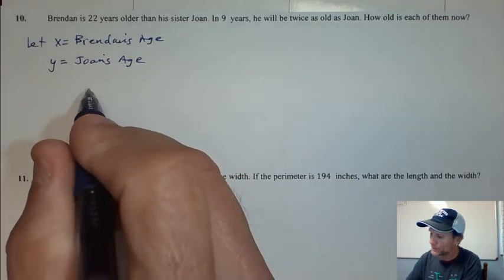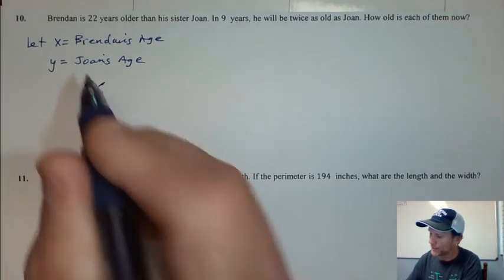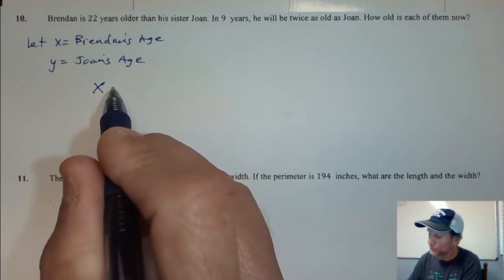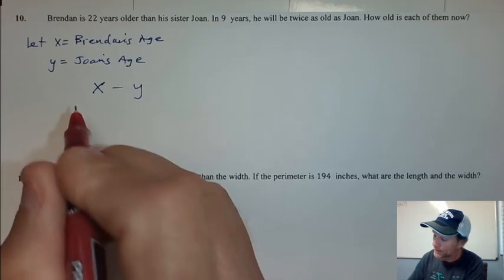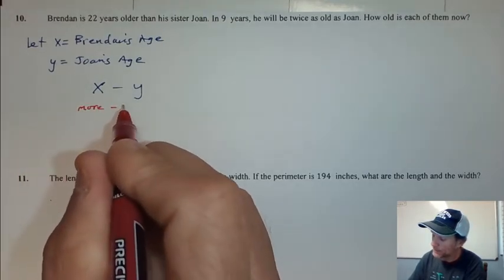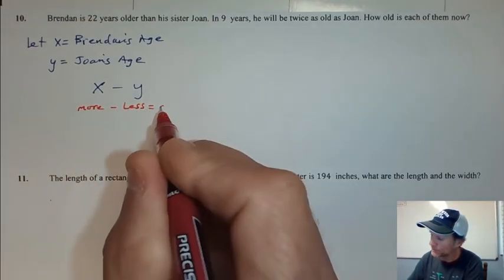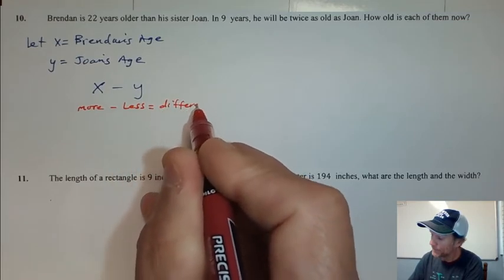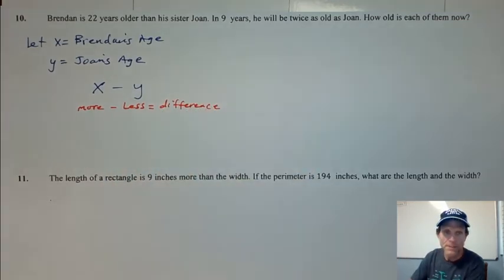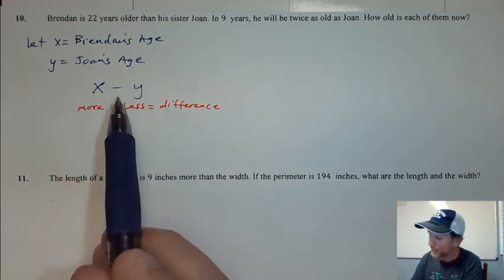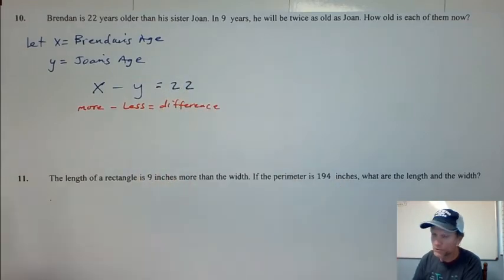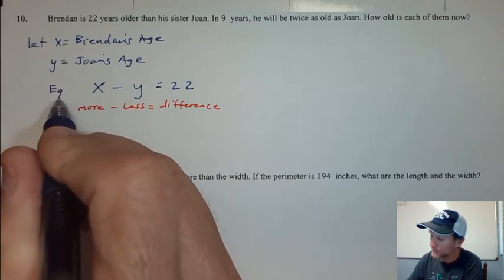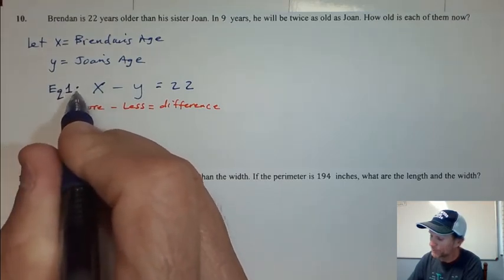What I do know is that since Brendan is older than Joan, I can write this idea, and this is a good thing to always keep in your mind: more minus less equals difference. We all know that, I hope. So the more age minus the less age equals the difference in age, and it says they're 22 years apart. So that gets us our first equation. That's generally pretty easy for most students.